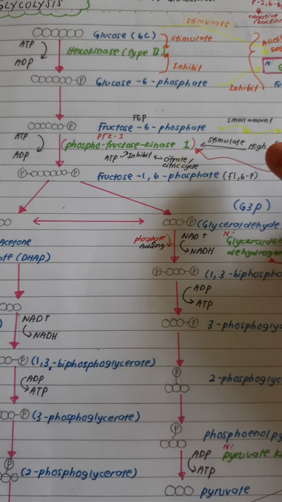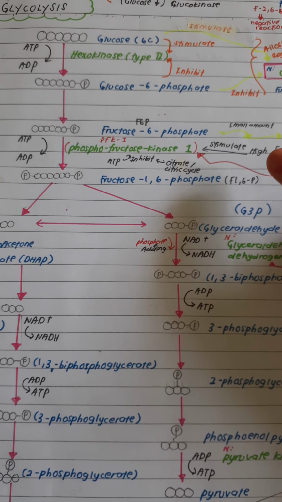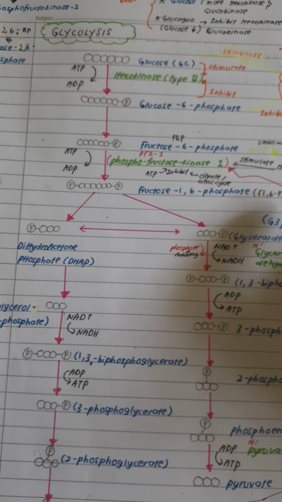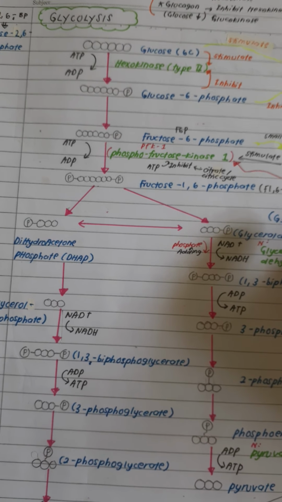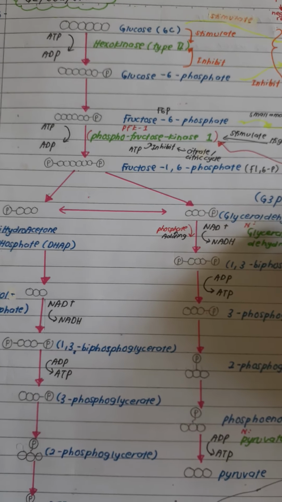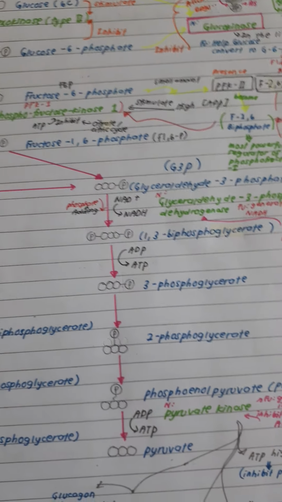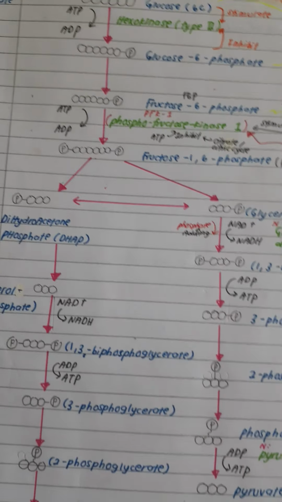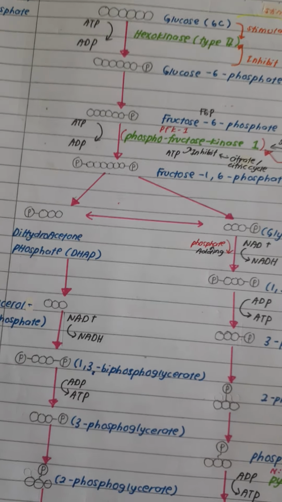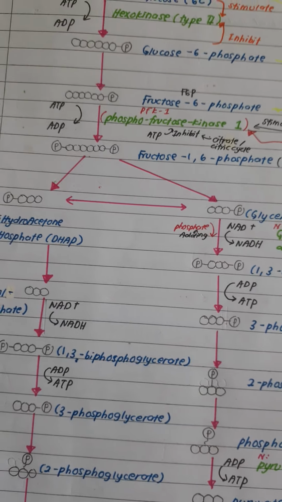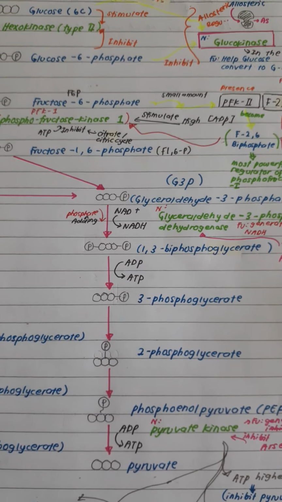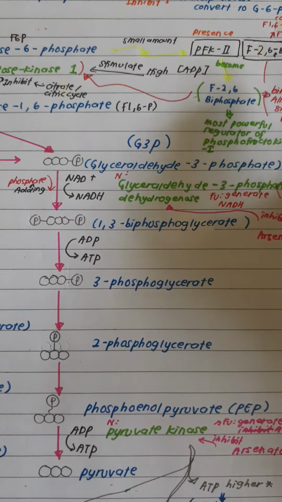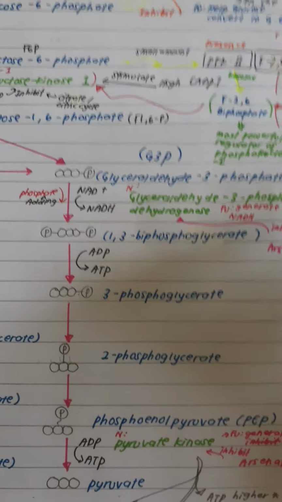Fructose 1,6-phosphate is converted to either dihydroxyacetone phosphate, DHAP, or glyceraldehyde 3-phosphate, which we call G3P. DHAP also can convert to G3P. Okay, let me use the G3P pathway first.